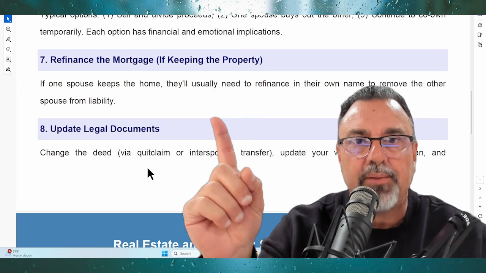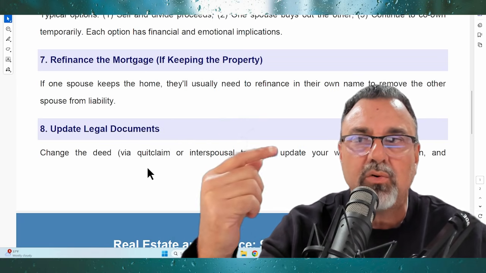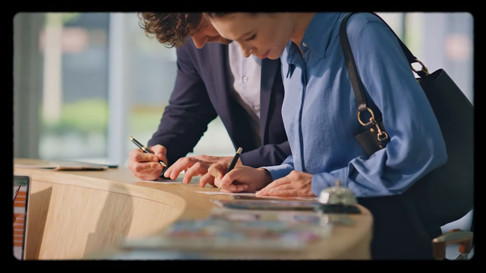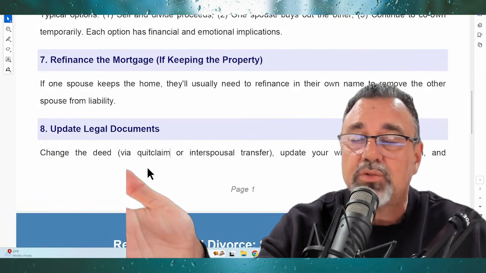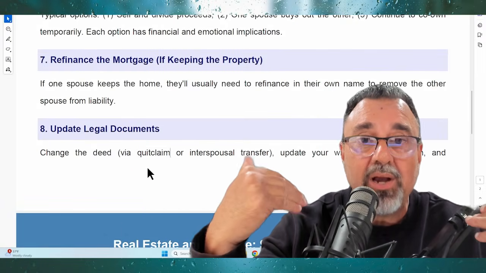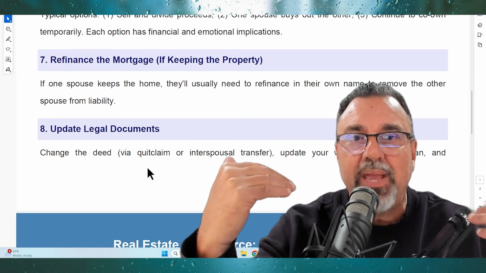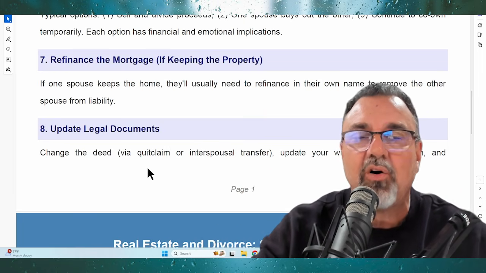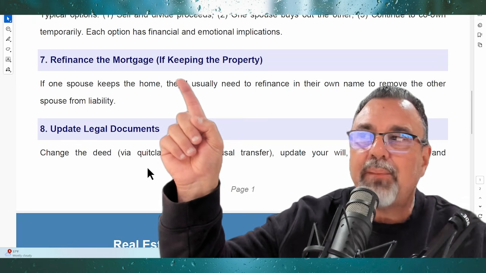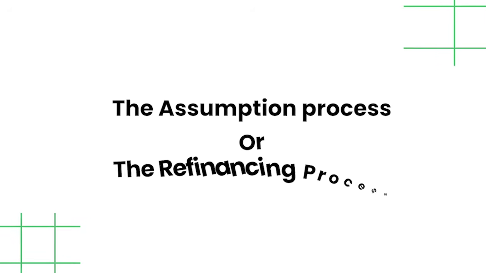Okay, but the mortgage is a completely different story. The mortgage is when we took out the loan, you and I both signed on that document, and the mortgage company is going to say, well, we don't care you're getting divorced. We lent you money and we want our money back. So you need to continue paying us, whoever signed on the note. Okay, how do we get rid of that person on the note? Well, you have to go through the assumption process or the refinancing process.